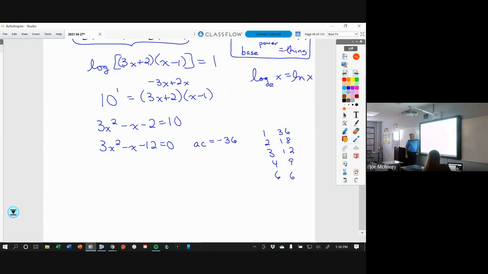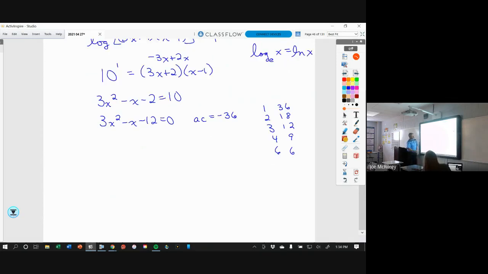So if you have a quadratic that's not factorable, you have two choices. We can complete the square. Any voting on completing the square? No. That fails. Quadratic formula? Yes. All right, quadratic formula. X is equal to negative b plus or minus the square root of b squared minus 4ac, all over 2a. Okay. A is 3, B is negative 1, C is negative 12.